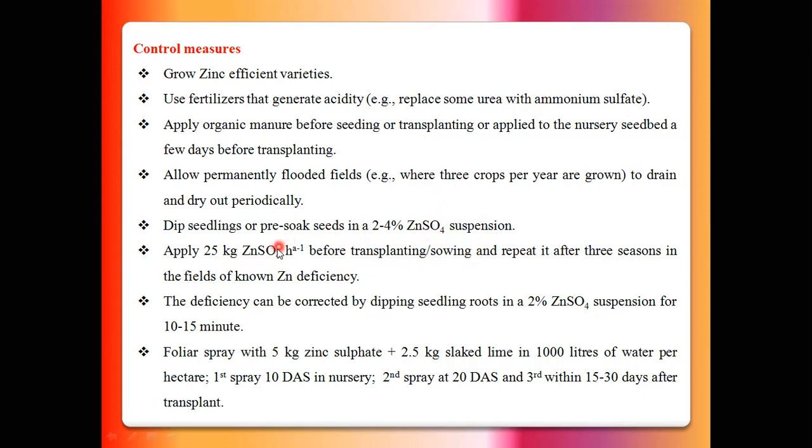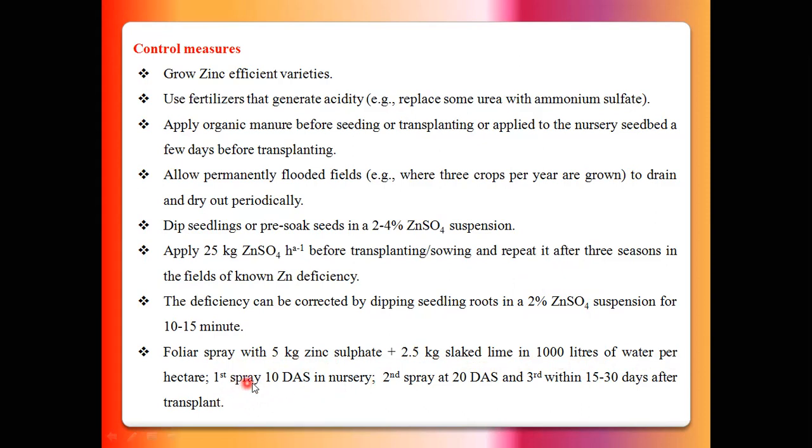You can repeatedly apply this zinc sulfate after 3 seasons in fields of known zinc deficiency. This deficiency can be corrected by dipping seedling roots in a 2% zinc sulfate suspension for 10 to 15 minutes, to recover the zinc deficiency in seedlings, or by foliar sprays with 5 kg zinc sulfate plus 2.5 kg slaked lime in 1000 liters of water per hectare.